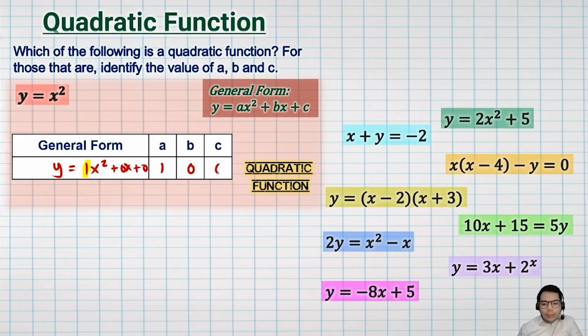And 0 yung katabi ni c, yun. Bakit hindi na sila sinulat? Kasi 0 lang naman sila. Kaya y is equal to x squared lang sila. Gets po? Yan. So, nasa general form na siya.